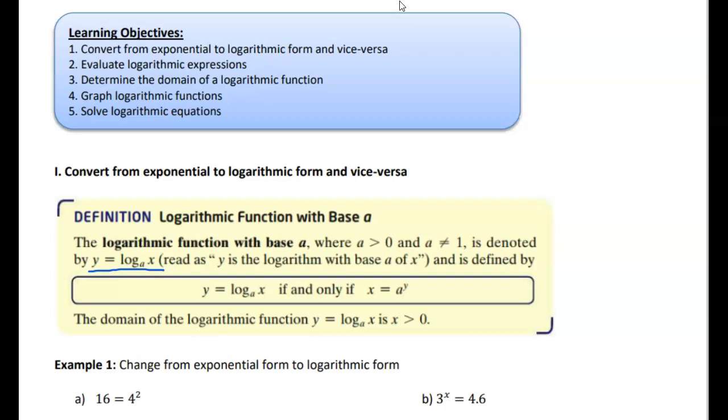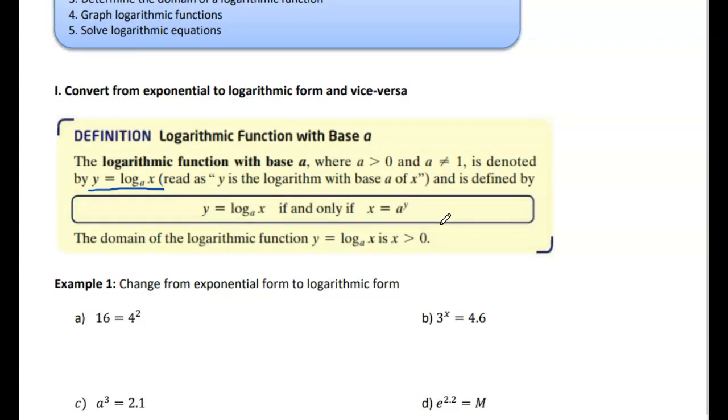So basically, the places switch around. Here the y is what you're solving for, and here x is what you're solving for. y is the exponent in the exponential, and x is what's after the log, or you're taking the log of x.